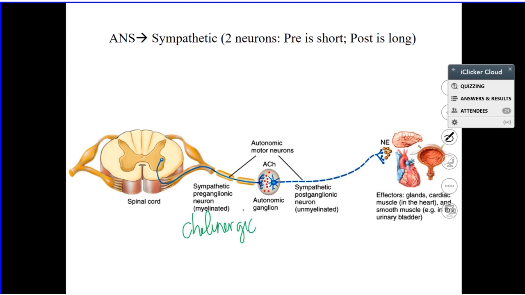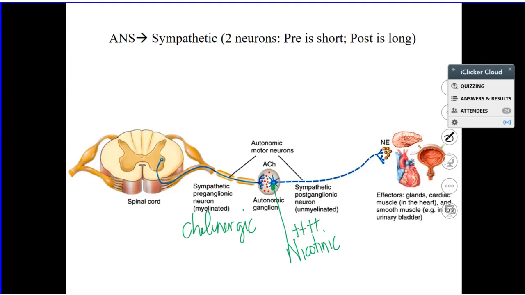Okay. Now, that first motor neuron always releases ACH. So what receptors are going to be on that second motor neuron? What receptors are always first? Okay, and are we going to excite or inhibit those nicotinic receptors? We're going to want to excite them, so depolarization.